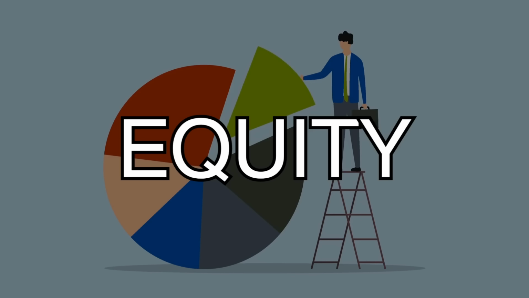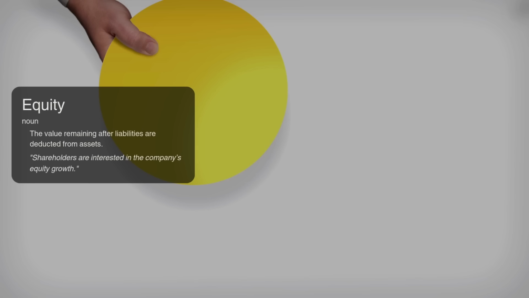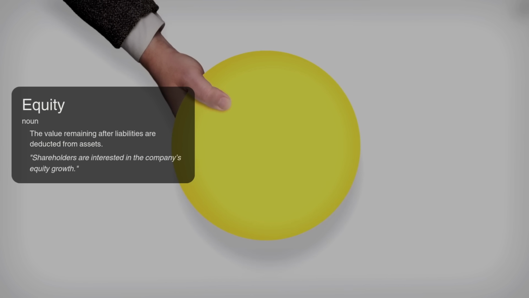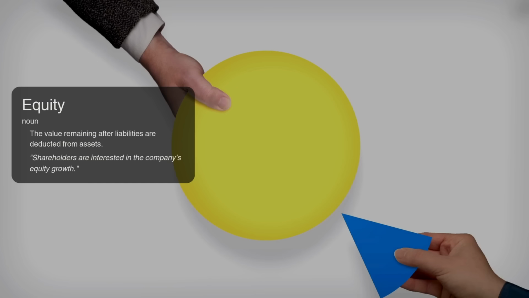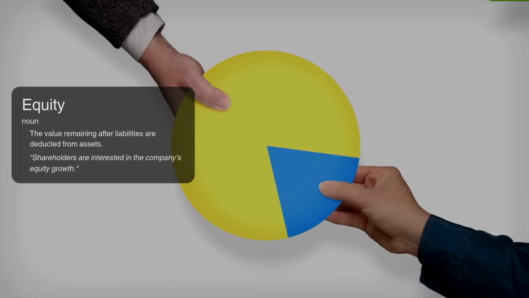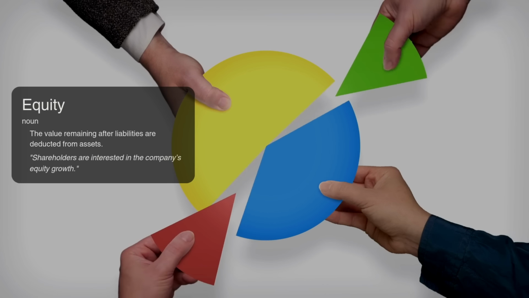Equity. Equity. The definition for equity is the value remaining after liabilities are deducted from assets. Our example sentences: shareholders are interested in the company's equity growth.